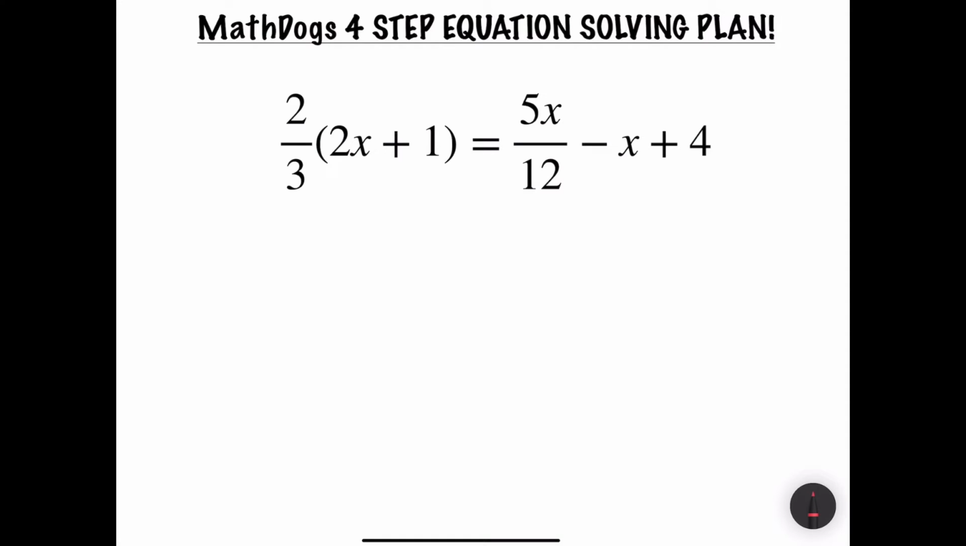It says 2/3 times (2x + 1) equals 5x over 12 minus x plus 4. Now this is a pretty complicated equation, and it was chosen to show all 4 steps. Sometimes it will only use 2 steps. Maybe the answer to "are there any fractions" is no, and maybe the answer to "do we need to simplify each side" is no, and you could start right at step 3. But in this problem, we're going to use all 4 steps.